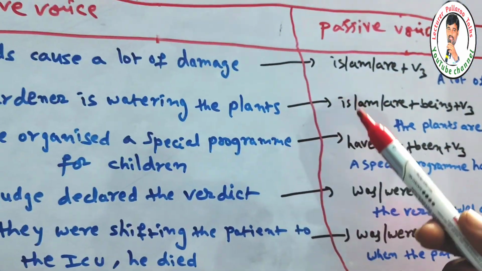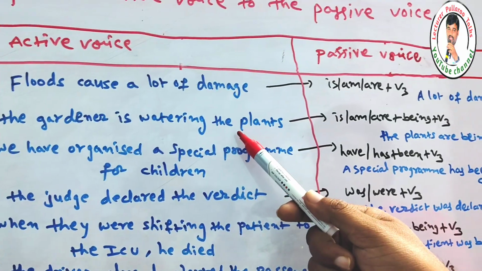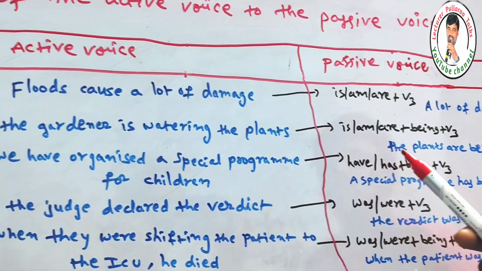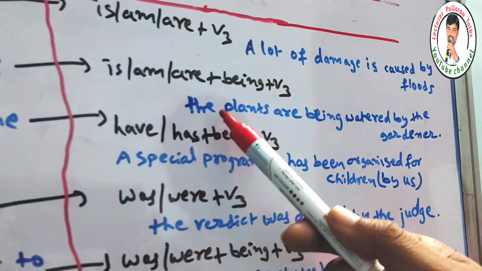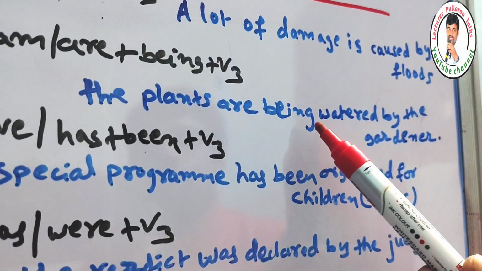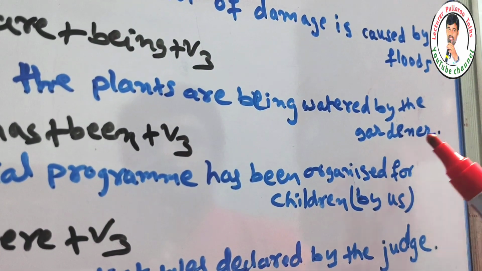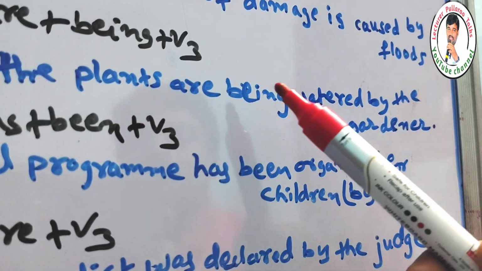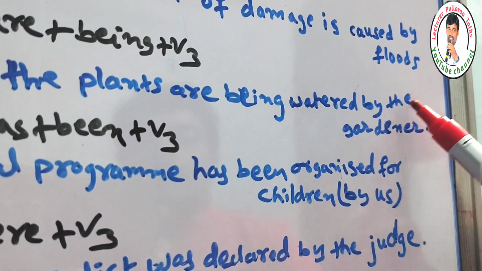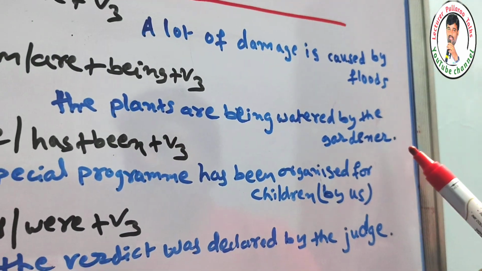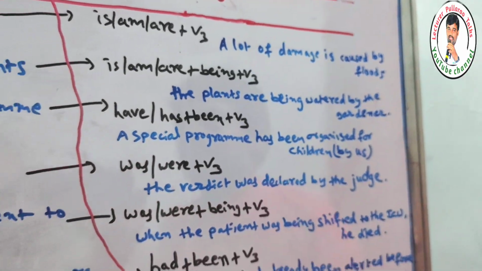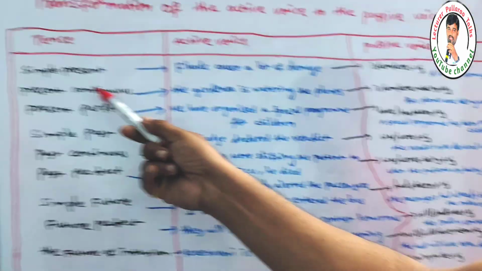Object becomes subject, subject becomes object. This is the object here. Now look at this sentence. The plants are being watered by the gardener. Okay. So this is an example of present continuous.